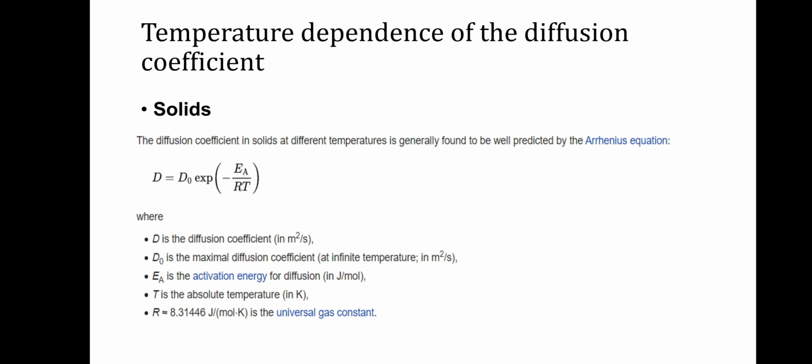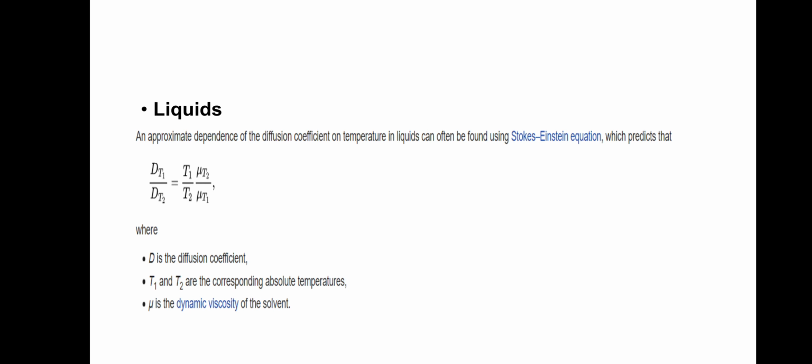Temperature dependence of the diffusion coefficient. Solids. The diffusion coefficient in solids at different temperatures is generally found to be well predicted by the Arrhenius equation, D equals D naught e exponential of minus Ea by RT. Liquids. An approximate dependence of the diffusion coefficient on temperature in liquids can often be found by using the Stokes-Einstein equation, which predicts that D(T1) by D(T2) equals T1 by T2 into mu(T2) by mu(T1).